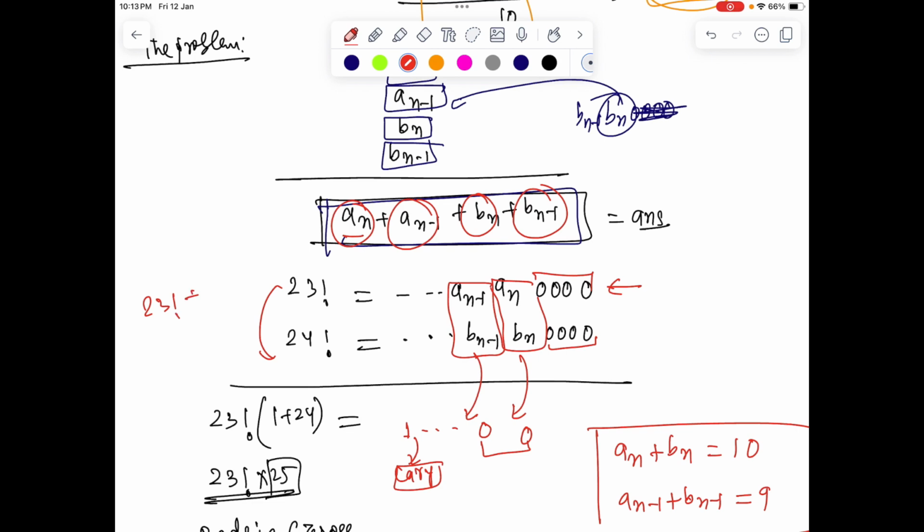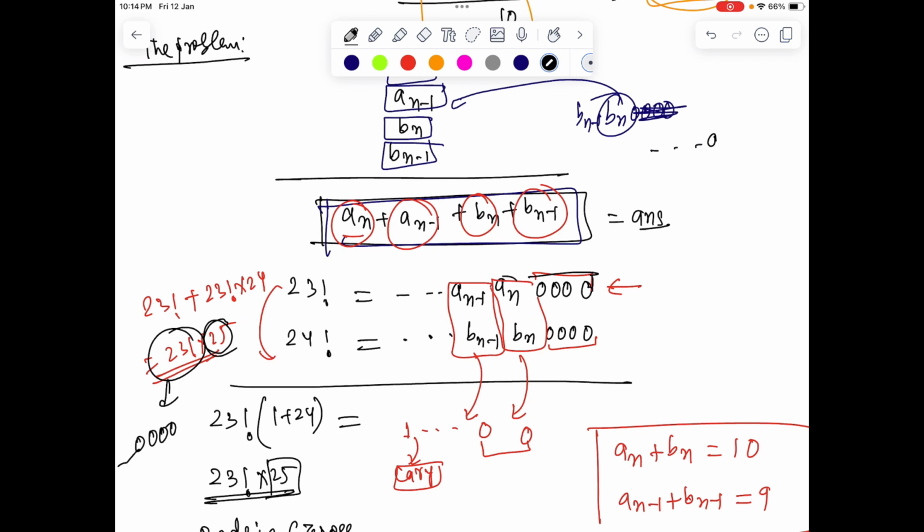Well, if I add both equations, clearly you see LHS 23 factorial plus 24 factorial can be written as 23 factorial into 24, which gives 23 factorial into 25. Now we know 23 factorial is already ending with 4 zeros, right? 23 factorial is ending with 4 zeros.